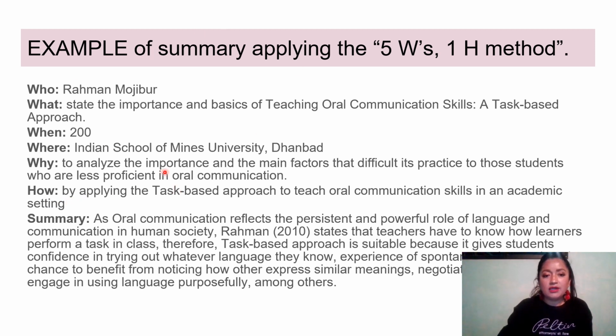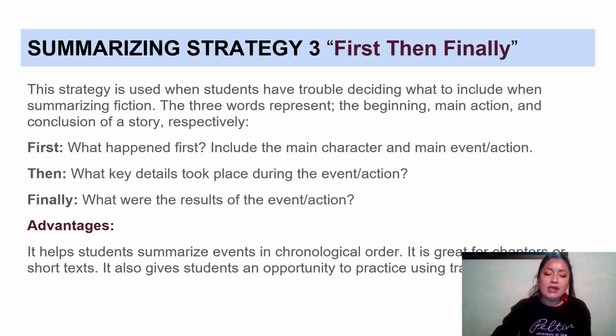This is the original text, and now the summary. Oral communication reflects the persistent and powerful role of language and communication in human society. This is the example of the 5Ws strategy. And now we have the third strategy. This is first, then, finally.